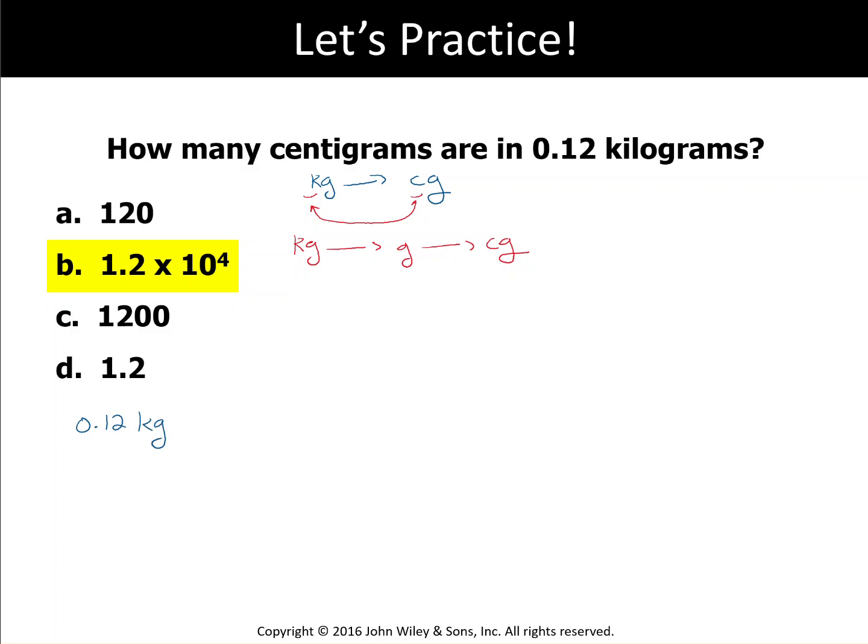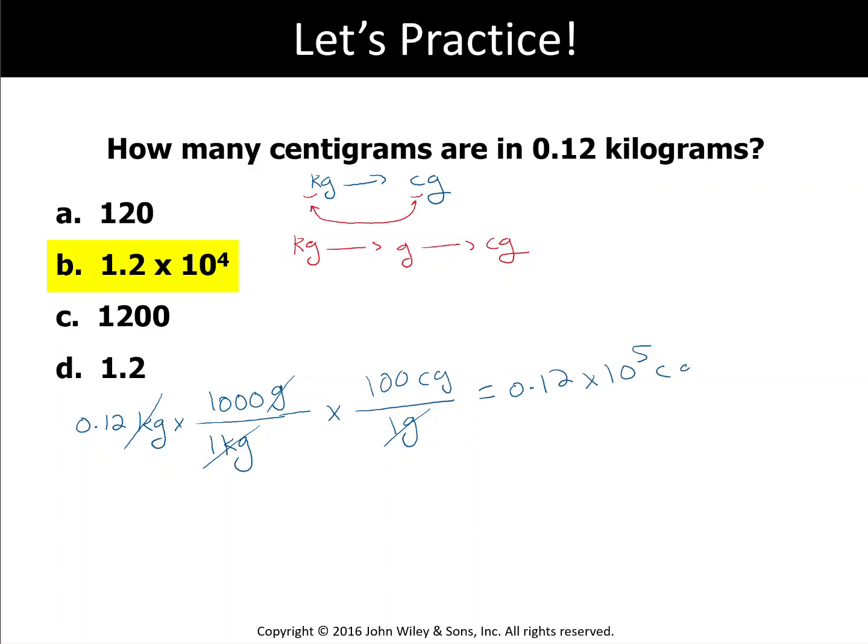So let's start. You have 0.12 kilograms. Step 1, you want to convert this to grams. You know that each kilogram is 1000 grams. And then to convert in between grams and centigrams, you know that each gram is 100 centigrams. So that gives you 0.12 times 10 to the 5 centigrams, or you could write this as 1.2 times 10 to the 4th centigrams.